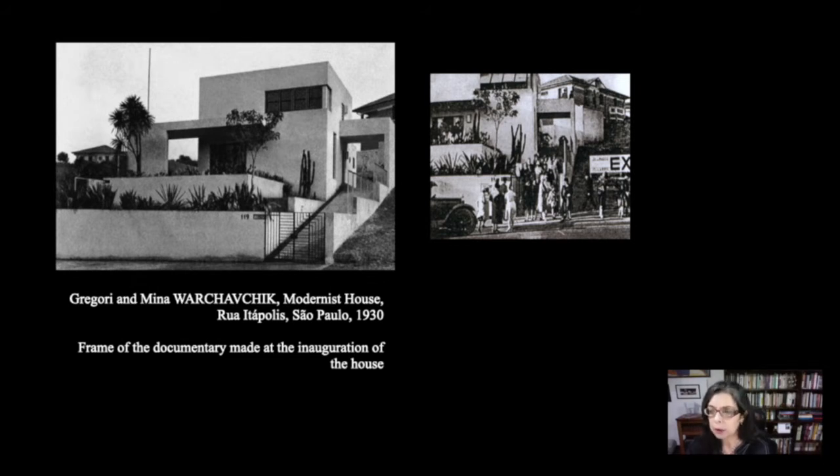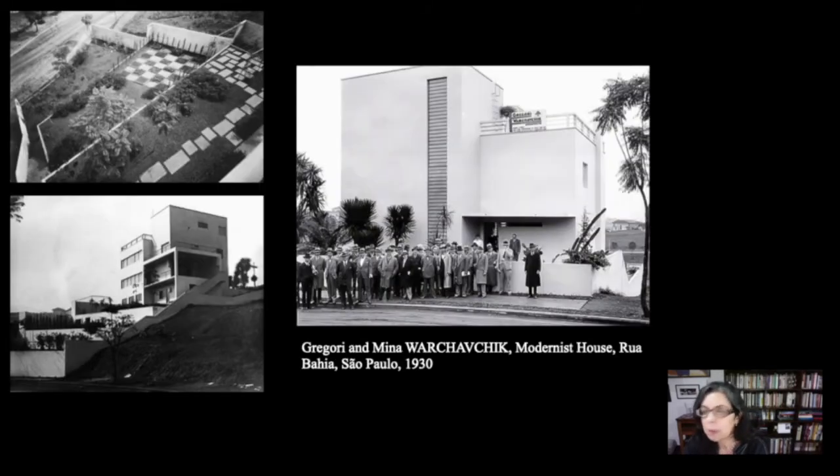the construction. Mina designed gardens for their own house at Rua Santa Cruz, for the modernist house at Rua Itápolis, inaugurated with great public attention in 1930, and for another one at Rua Bahia, also from 1930. The gardens combined lawn areas, geometrical plant beds, animated paths made by rectangular stones, and native flora, stimulating a new rational vision of the Brazilian landscape.